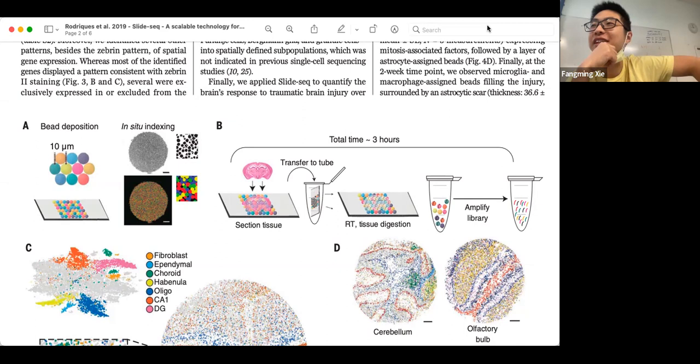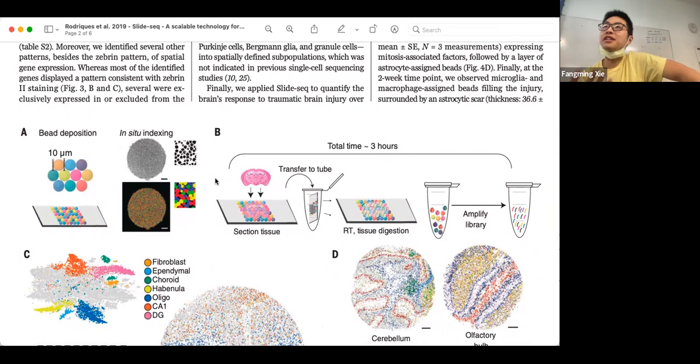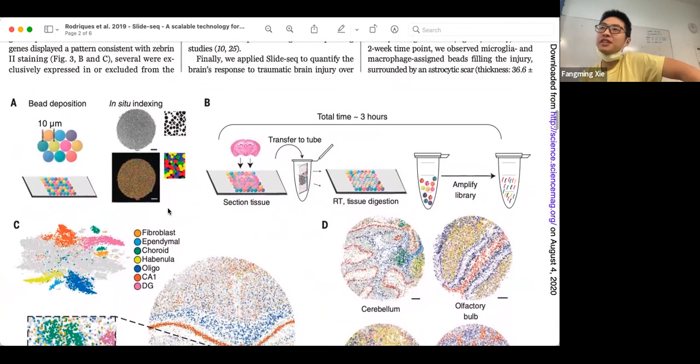Yeah, okay, let's go over the figure panels a little bit. So Slide-seq, what does it mean? For one, the seq means it's a sequencing technology. For sequencing, you need to ultimately collect mRNA molecules into a tube and then send it into a sequencing machine to know their sequence. So that's at the end of panel B. So the key is panel A and panel B, by the way. C and D, they just show off their data.